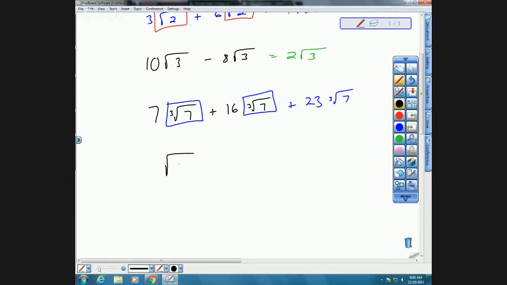What about this one right here? 6 square root of 15 minus square root of 15. What's the answer to this one? 5 square root of 15. Right, so there's a 1 out in front of here, so it's like 6 of these minus 1 of these, so I have 5 of these.